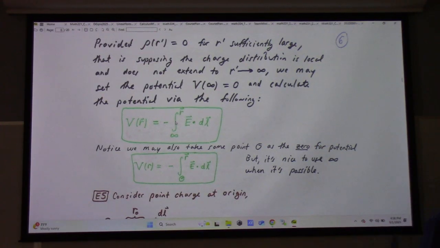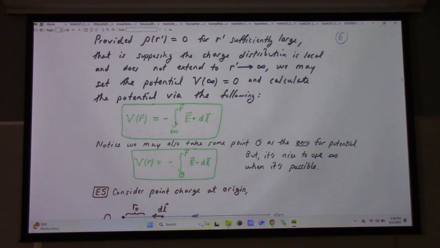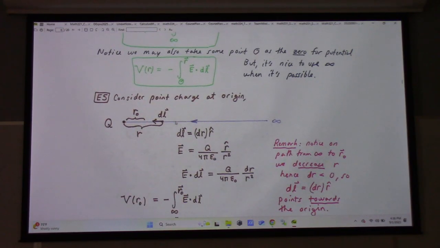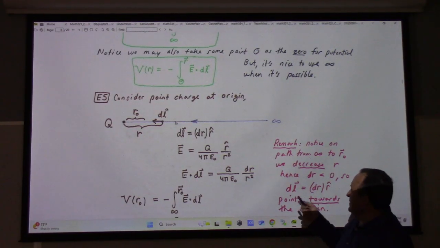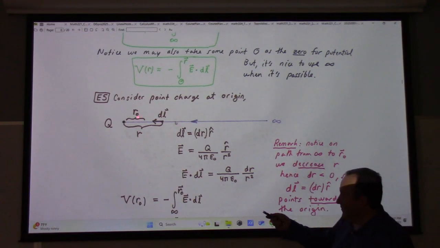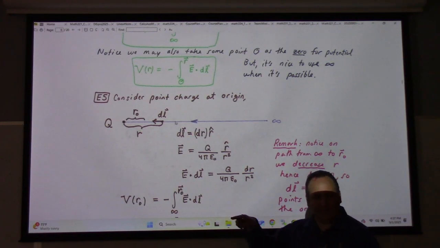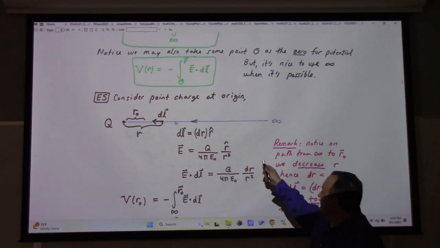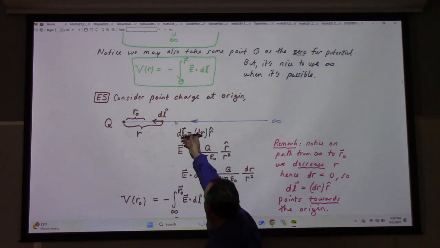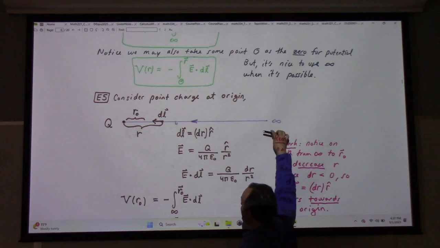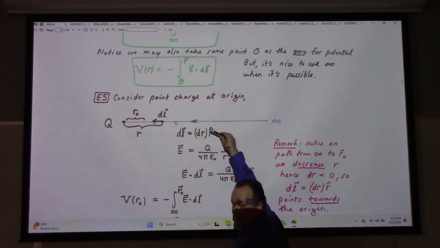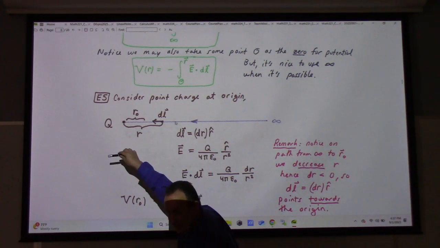Okay, so this is the calculation I got stuck on last time. So annoying, so stupid. Me, not you guys, obviously. We go from infinity to here. I was writing dl last time, and I had a minus here because I thought it had to go this way. But look, r goes this way. If you're going this way, what's dr? dr is negative because it's decreasing.